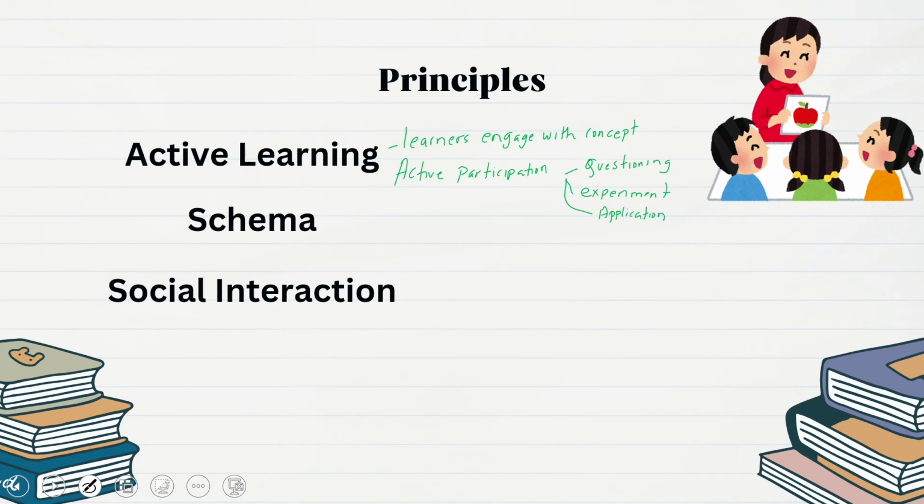So for example, in a science class, students might conduct experiments to understand the principles of physics. So rather than just reading about the laws of motions, they actively test these laws through hands-on activities such as rolling different objects down a ramp or observing how their speed and trajectory change. Now, through these activities, students are able to actively construct their understanding of these concepts.